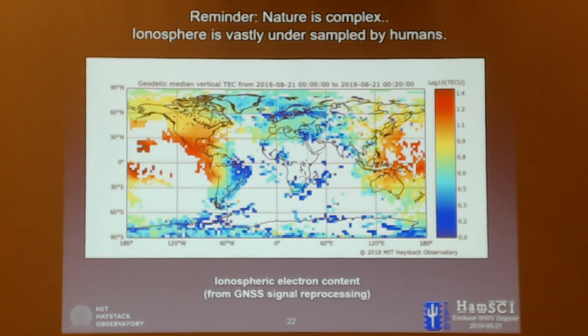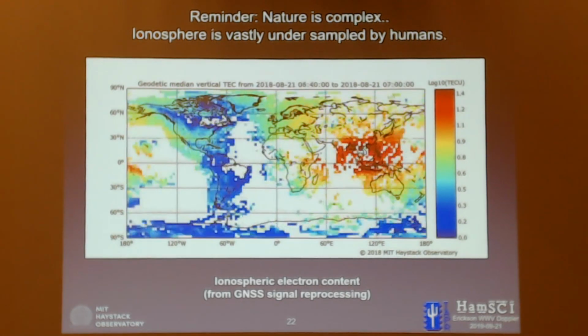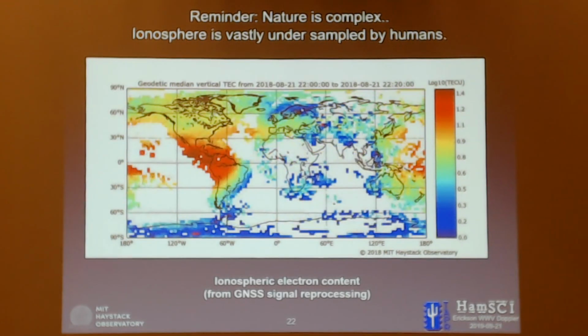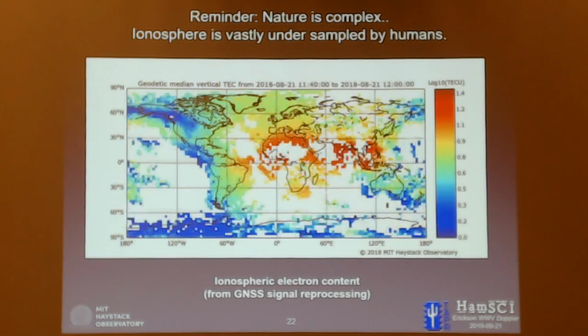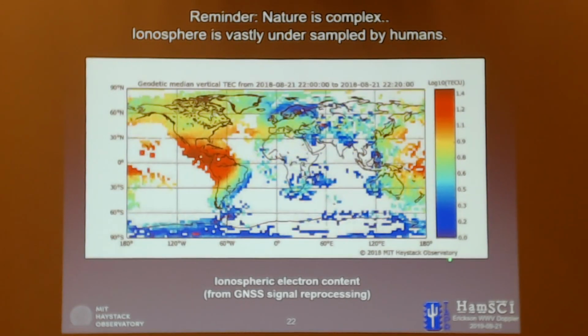I'm just going to remind you that nature is complex. This is the ionosphere over a 24-hour period. I'm going to run that again for you. Is that simple? I think not. This is a total electron content map in log scale, so the sun would be over here, nighttime would be over here. You can watch all sorts of structure in that, so it's quite complicated.